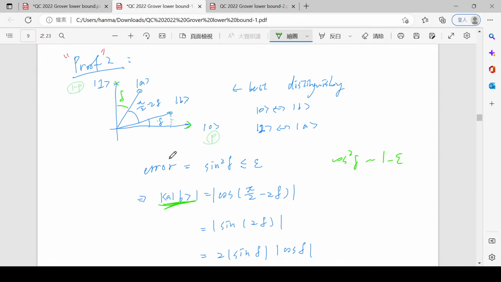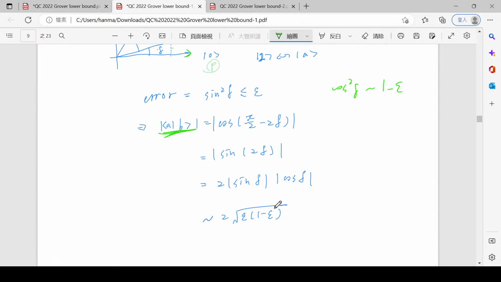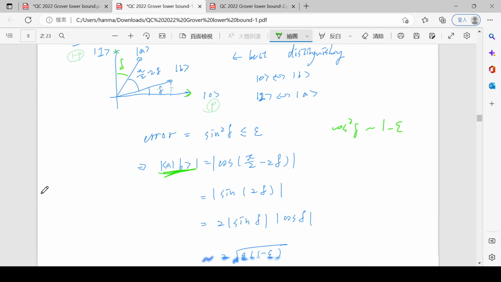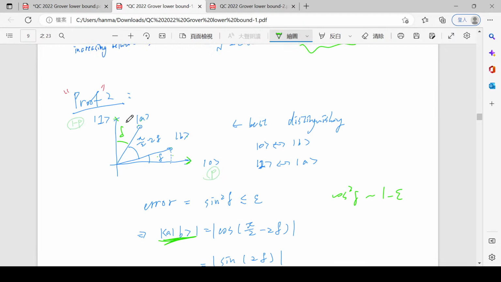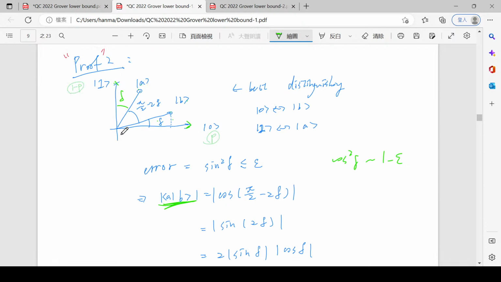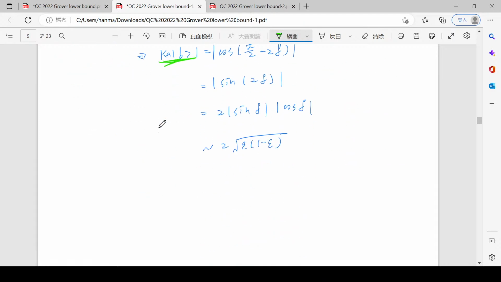Then let's see, the error probability will be sine squared of the delta angle, and you do all the sine cosine, and you find out their inner product, the sine times cosine, will be about the square root of epsilon times 1 minus epsilon, times 2. Okay. And I think this also proves optimality because you show that, well, maybe not quite, but anyway. So this is another proof.